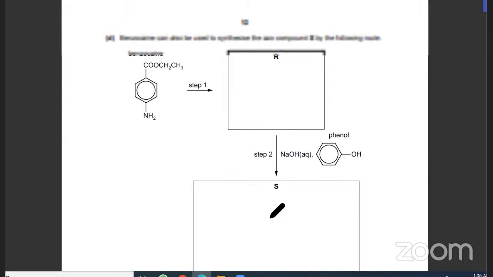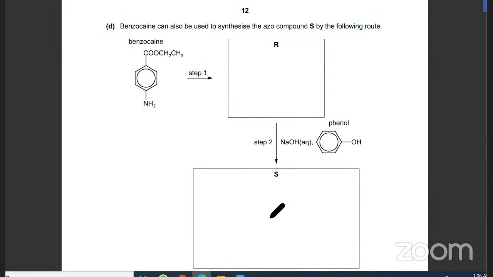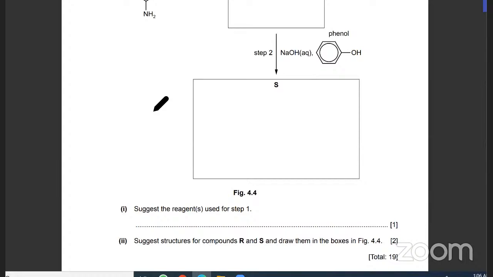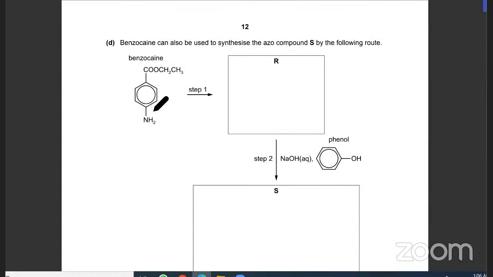Anyways, another organic question. Not really sure what it's about. Benzocaine can also be used to synthesize the azo compound S. So what is the first step when you want to make an azo compound? What does the NH2 need to turn into?